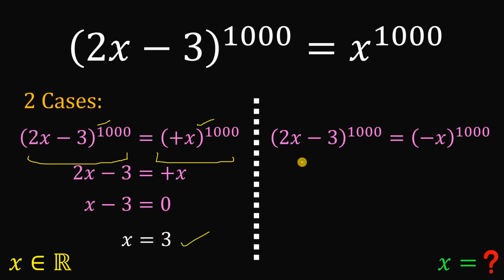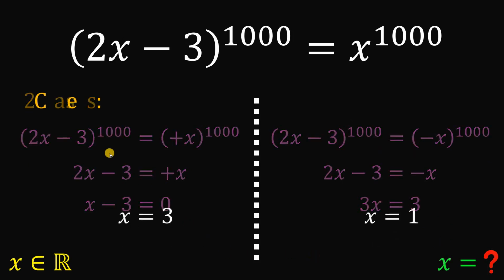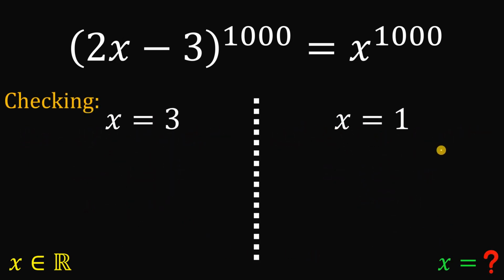On the second case, again we have the same expression and the same exponent, so their bases must be the same. So 2x − 3 = −x. If we add x on both sides and add 3 on both sides, we get 3x = 3. Dividing both sides by 3, we get x = 1. So we found two possible real values of x: x = 3 and x = 1.